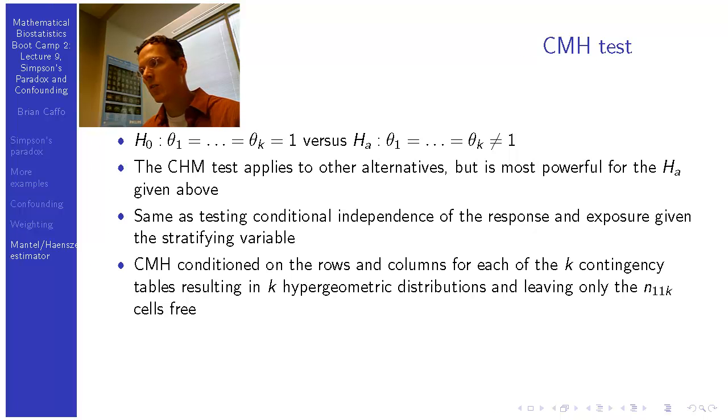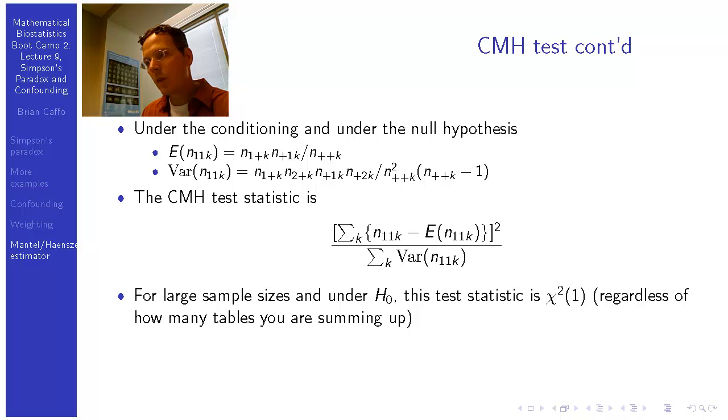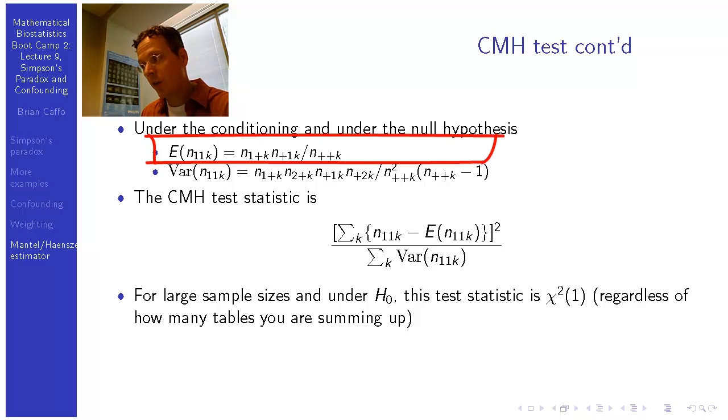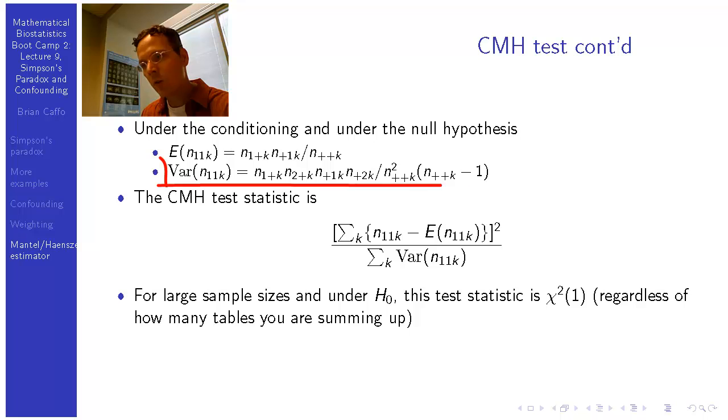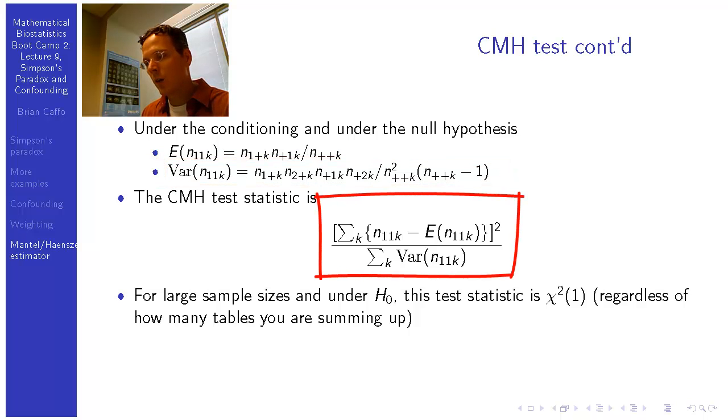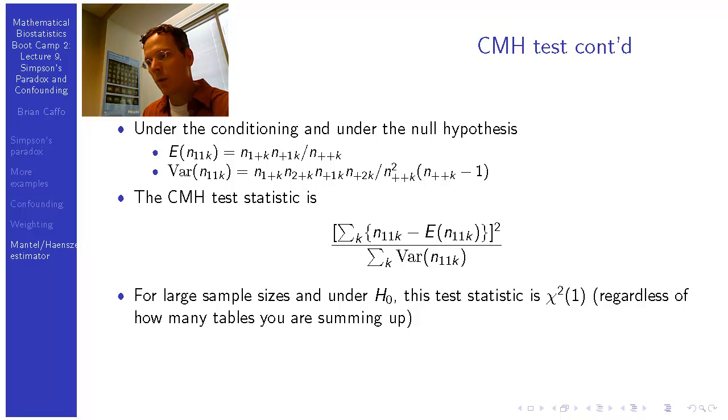So I'll go through the mechanics now. Under this conditioning and under the null hypothesis, under both those circumstances, the expected value of the upper left-hand cell of each table is this value. The variance of the upper left-hand cell is this value. So the Cochran-Mantel-Haenszel test statistic works out to be this guy right here, the sum of the deviations of the upper left-hand cells from their expected values, but summed up and then squared, unlike the chi-square test where they're squared and then summed up. So summed up and then squared. And then regardless of how many tables you have, under the null hypothesis, this is a chi-squared 1.